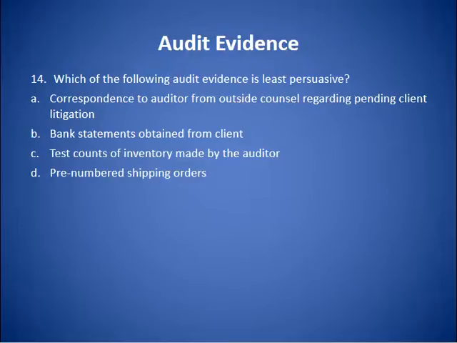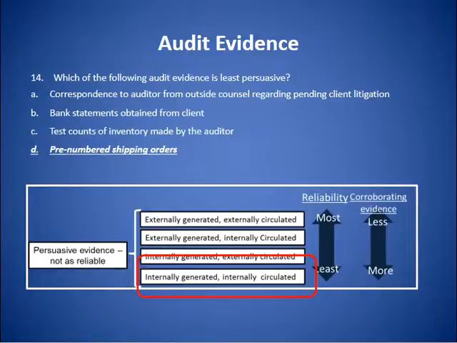Okay, let's take a look at the solution to number 14. And again, we've had this question in another form. I believe it was question number 9 or 10. But in this case, which of the following audit evidence is, instead of most persuasive, the least persuasive? And the answer in this case is D, pre-numbered shipping orders.